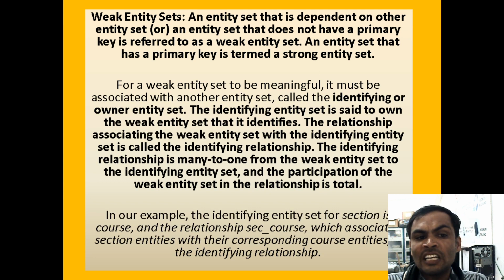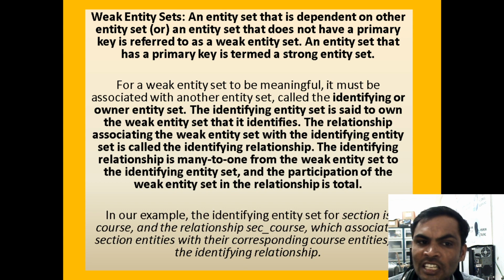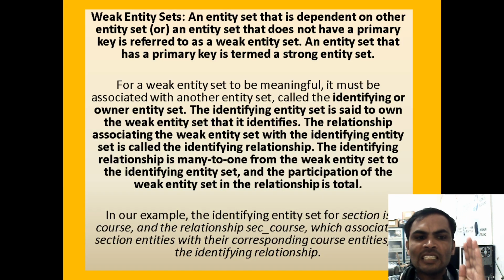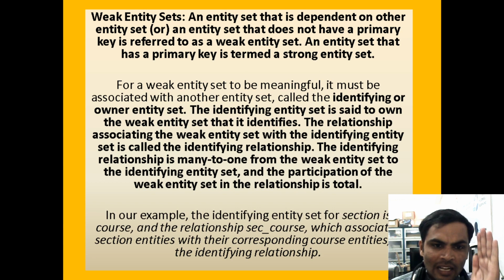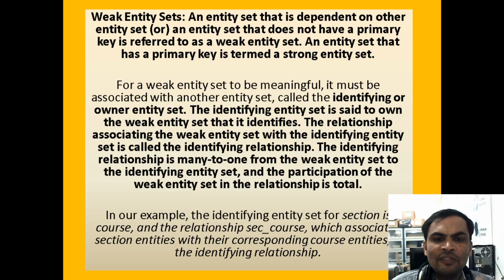The weak entity set should be associated with another entity set. The other entity set may be a strong entity set or a normal entity set, we should not bother about that. When you are defining that entity we should call it an identifying entity set or owner entity set. For example, if you are taking one entity, under that entity if you are not defining any primary key constraint, that entity we are considering a weak entity.